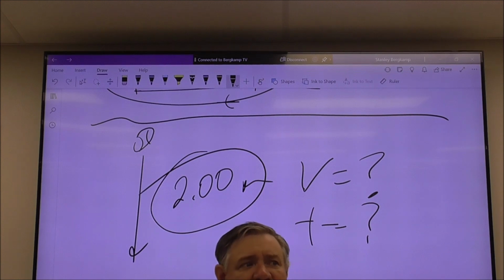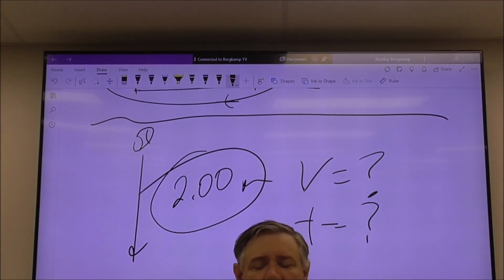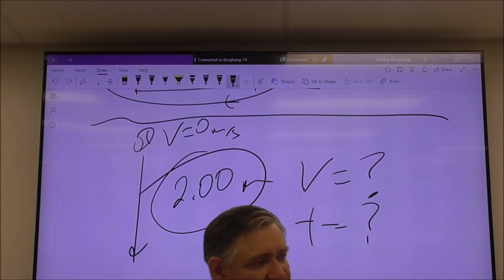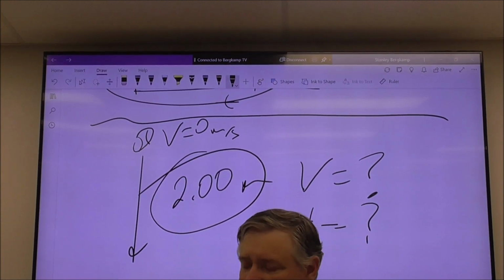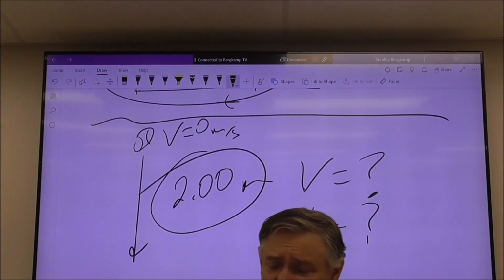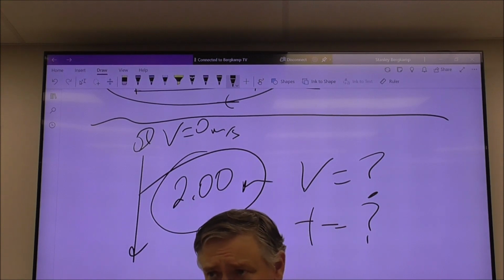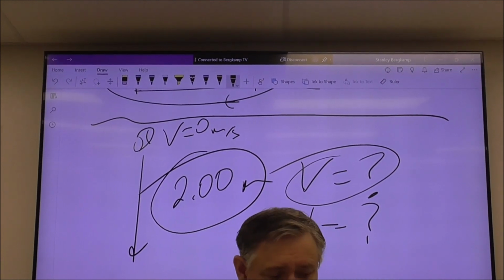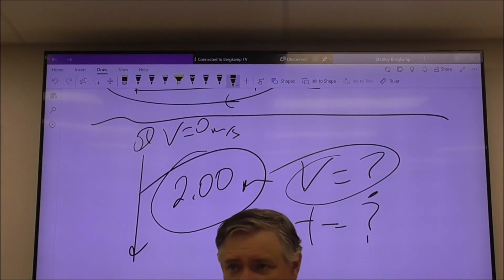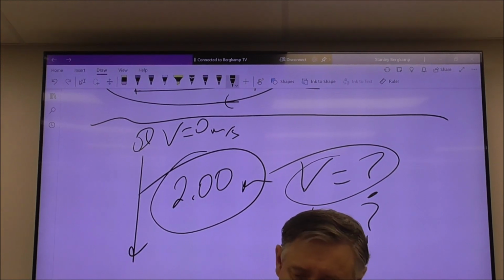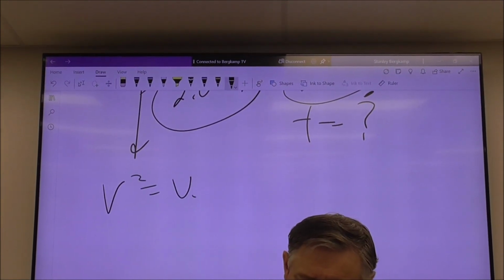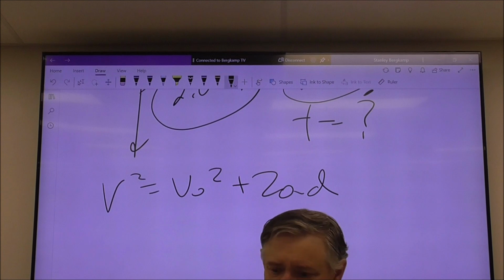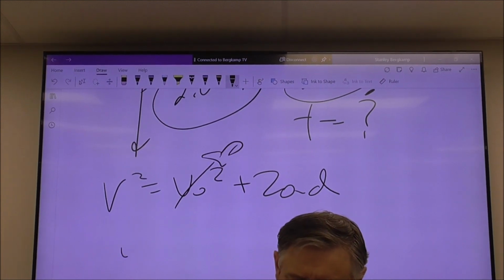I can figure out how fast it's going. I can figure out how long it's in the air. Now, because I'm going to drop it, my initial velocity is 0. That makes life simple, right? So, Jaden, which one do you want to do first, velocity or time? Velocity. Okay, so I don't know time. So how can I find velocity without knowing time? That equation, okay? So I got v squared equals v naught squared plus 2ad. My initial velocity is 0. V equals the square root.